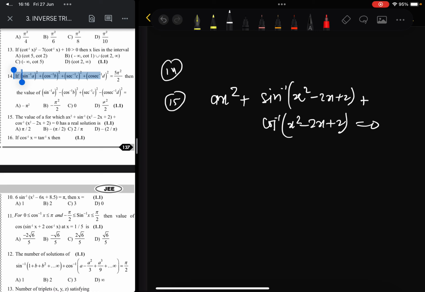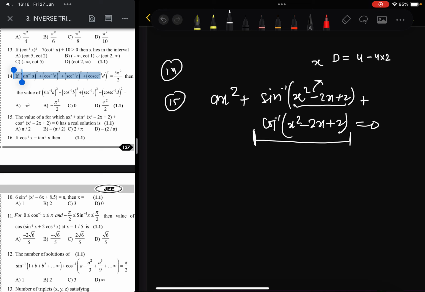So let's factorize this. First we need to find the value of x for which both are true. So let's factorize this equation. So this is x, 2 is here. So first find out the discriminant of this one. D is equal to 4 minus 4 into... this equation is always positive, right?